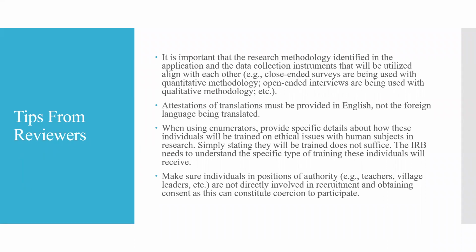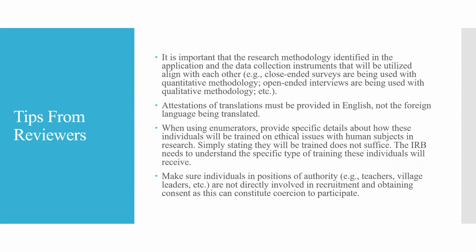Again, to reemphasize, when you're using enumerators, we need specific details about how those individuals are being trained or have been trained in ethical issues with human subjects and research. It's very much like how we look at your research study team to make sure that everyone on that team has had the correct type of training in the topic of human subjects and research. We need to know that's also being accomplished with the enumerators. So please provide us with the specific types of training those individuals will receive.